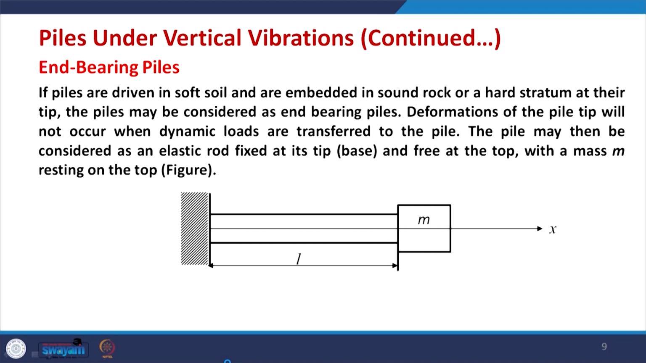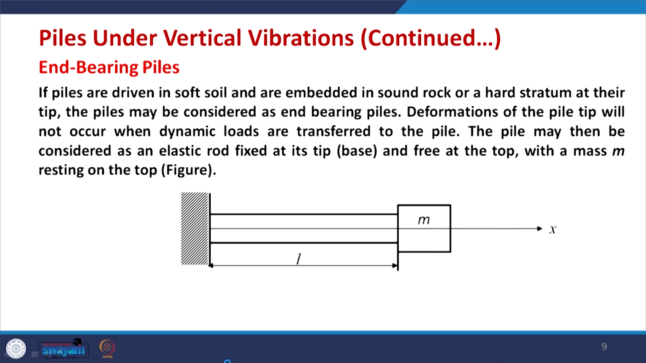The pile may be considered an elastic rod fixed at its tip and free at the top with a mass m resting on the top. Like in this figure, the pile, though it is vertical, has been drawn like this. One end is representing the pile tip, the fixed end, while the free end is representing the pile head, and the total mass m is concentrated at the pile head. This amounts to a single degree of freedom system. L is the length of the pile, m is the mass. This is a very ideal case, a very much idealization.